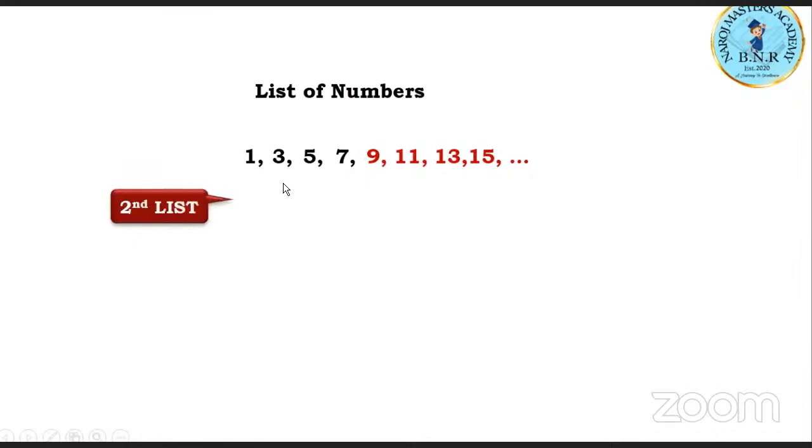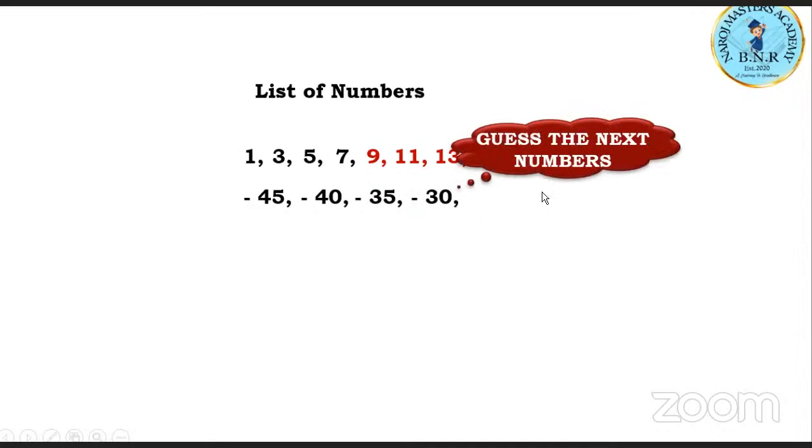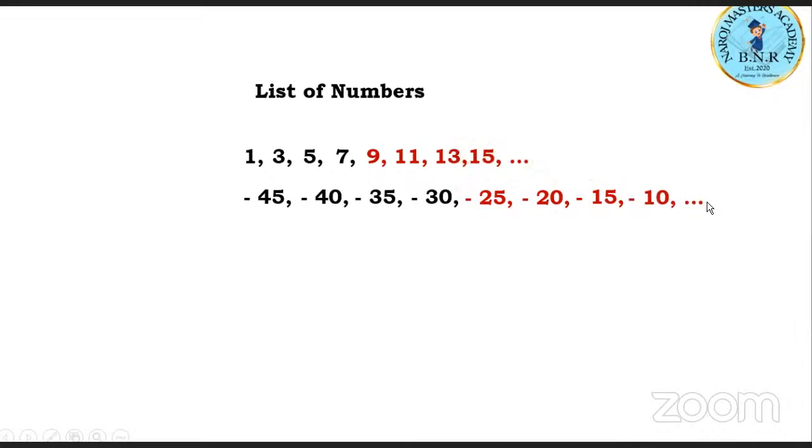Now let me give the second list of numbers. Just look here: minus 45, minus 40, minus 35, minus 30. Can you guess the next numbers? Minus 25, minus 20, minus 15, and so on. Is it right? Is there any sequence or pattern in these numbers? Yes, sir.